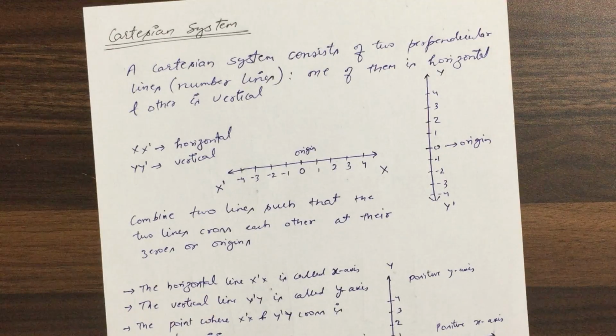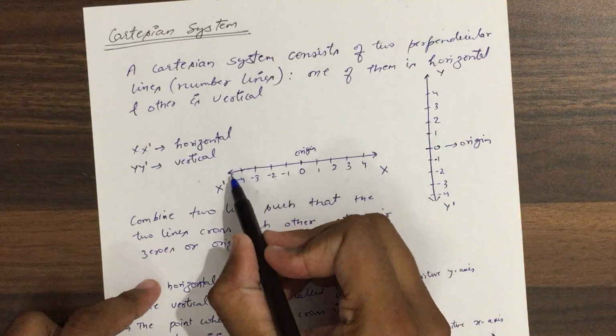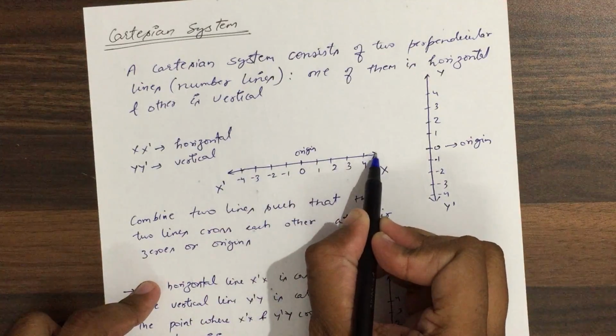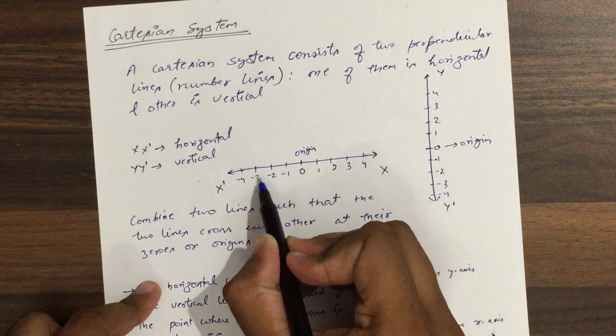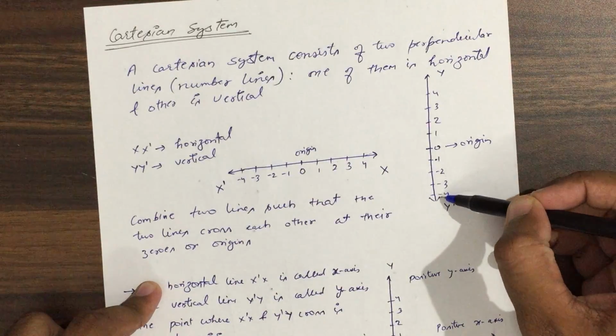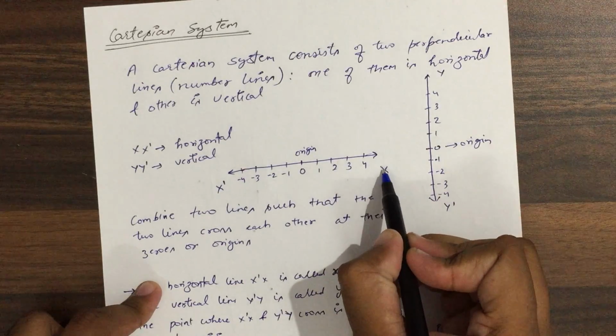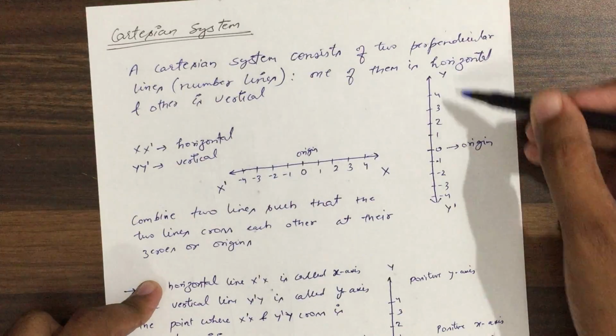So what is the Cartesian system? Actually this system consists of two perpendicular lines, or we can say two number lines, where one of them is horizontal and another is vertical. Look, this is the horizontal line, it is a number line. We have written the numbers 0, 1, 2, 3, 4, -1, -2 and so on. So it is a horizontal number line. Similarly, this is a vertical number line. It is represented as X dash, and similarly this is represented as Y dash.